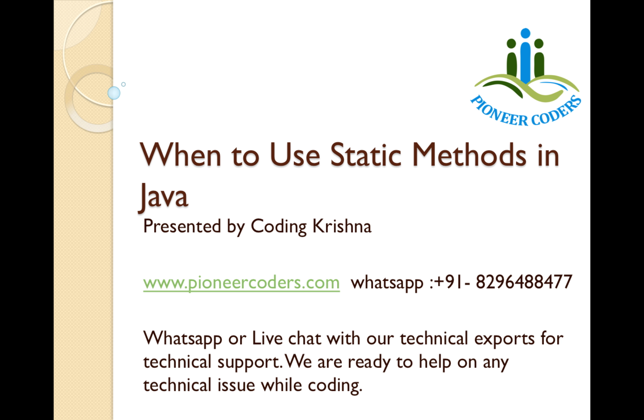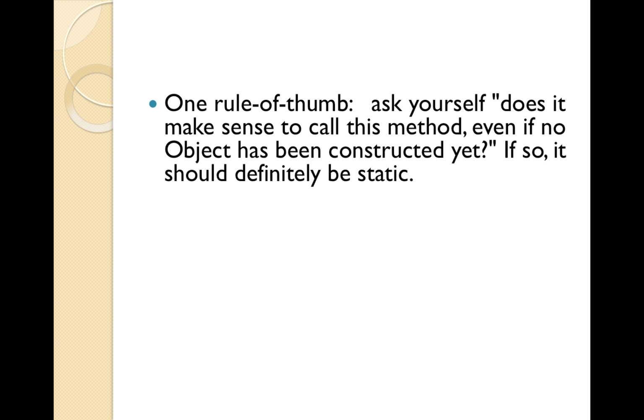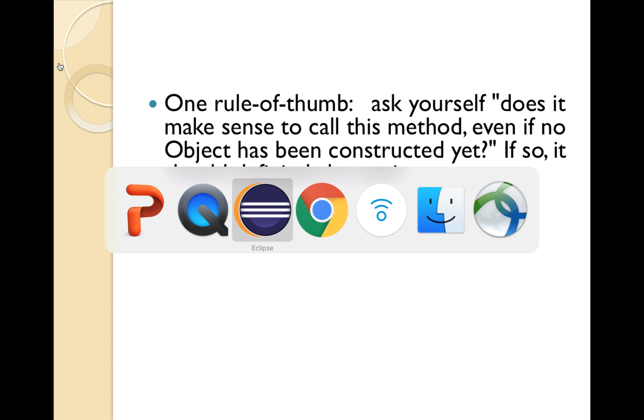Let's see the thumb rule for taking any method as a static method: does it make sense to call a method even if no object has been constructed yet? If that is the case, you can take it as a static method. Let's take an example and then I'll explain this.